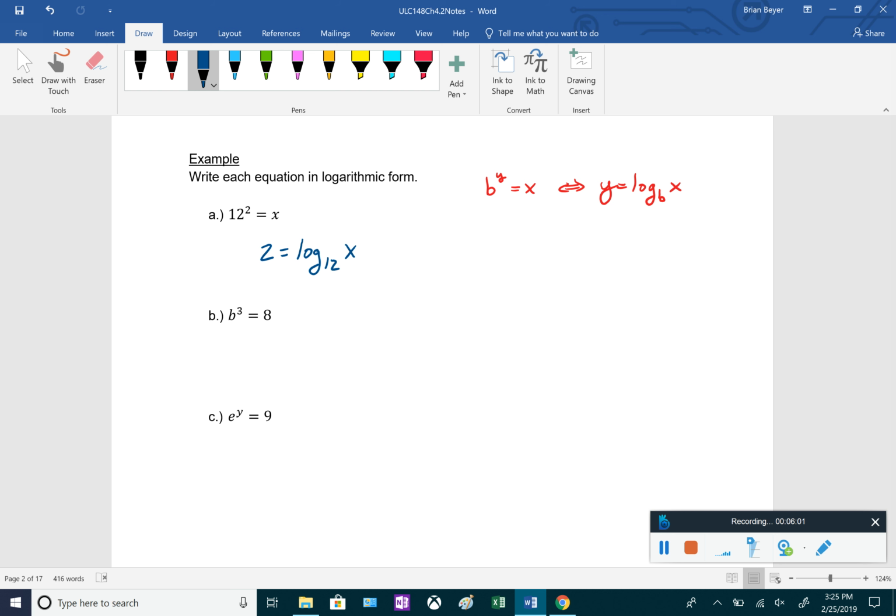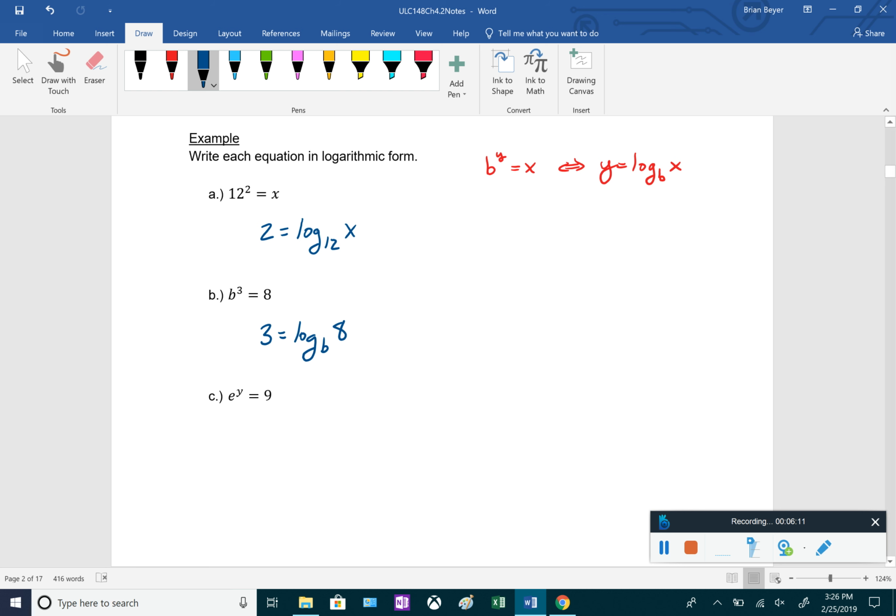Next, we have b to the third equals 8. So it's going to be the exponent equals log base b of 8. Lastly, e to the y equals 9. So remember, e is the natural base. It's about 2.718. So this is going to be the exponent equals log base e of 9. So it's just a number, so don't let that screw with you at all. Log base e, that'll pop up again later, I believe, at the end of this section, but I'll mention that when we get there.